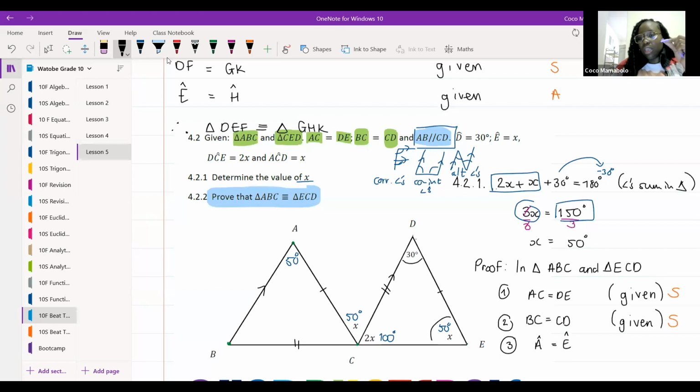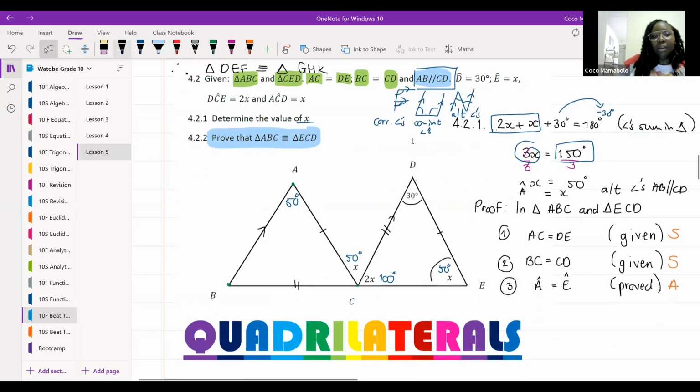We did. We just didn't write it because we proved it over here. We said that angle A is equal to X because of alternate angles. We'd already done it, and we needed to say that AB is parallel to CD. All right, we've proved it. And we know that that is an angle. Good. Now I've got my three reasons. I can then say that the one triangle is congruent to the other.